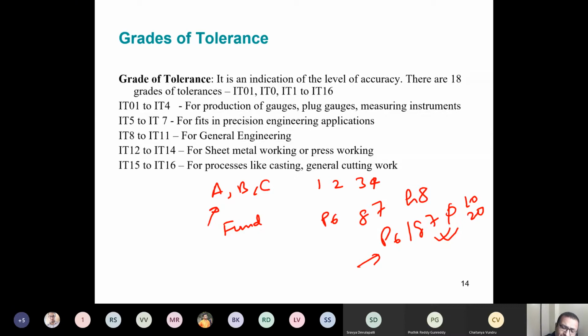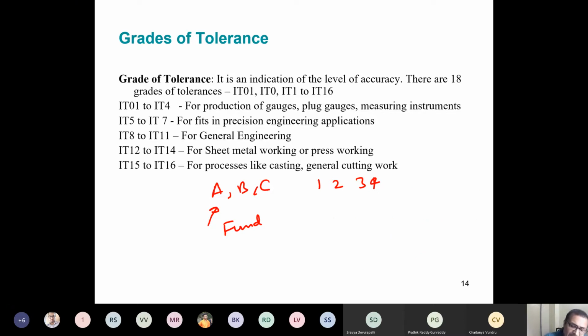So this is how you specify what kind of fit you want, and then you can check how it pans out. Typically there are two things. The first one is the letter, which is the fundamental deviation. And the second thing, the digit 1, 2, 3, 4, signifies the grade of tolerance.